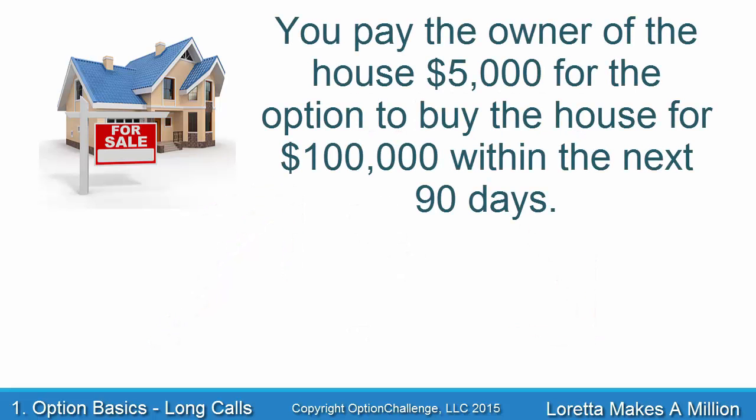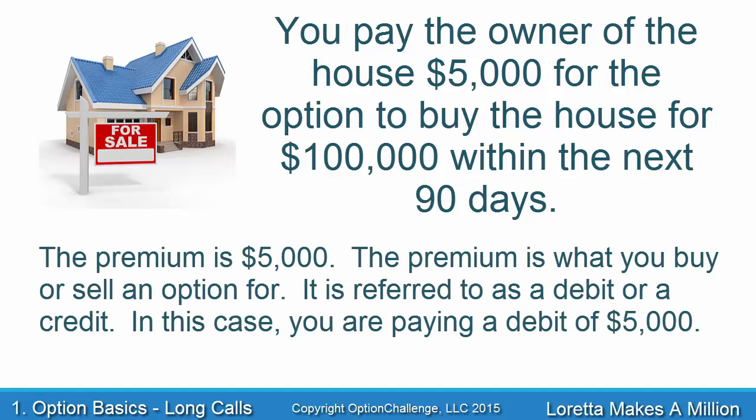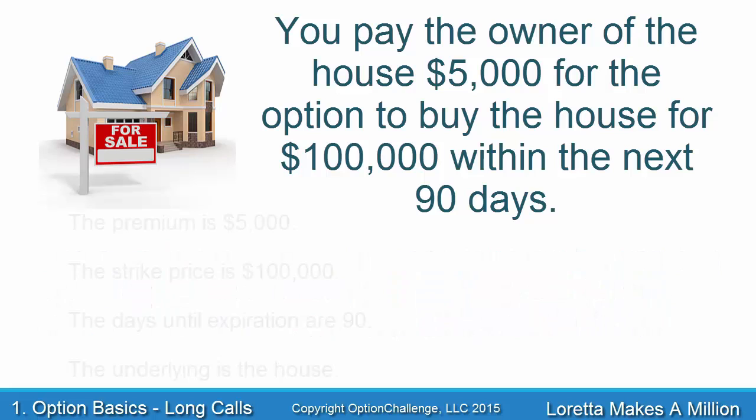You pay the owner of the house $5,000 for the option to buy the house for $100,000 within the next 90 days. The premium in this example is $5,000. The premium is what you buy or sell an option for. It is referred to as a debit or a credit. In this case, you are paying a debit of $5,000.